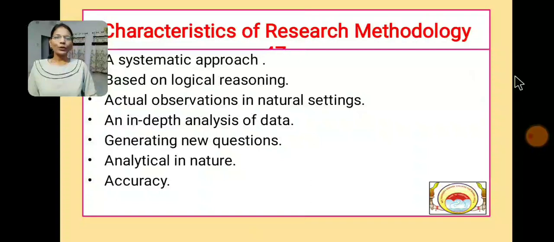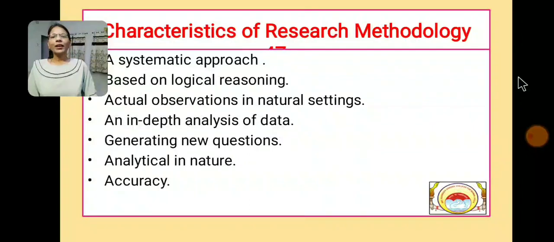Characteristics of research methodology. These are the characteristics of research methodology. The first point is systematic approach. It is a systematic approach which must be followed for accurate data. Rules and procedures are an integral part of the process that set the objectives. Researchers need to practice ethics and a code of conduct while making observations and drawing conclusions.